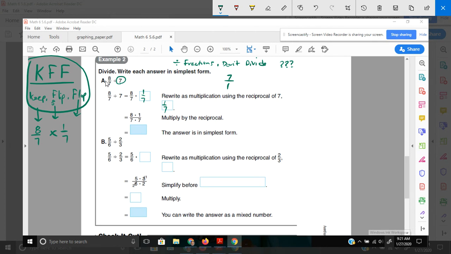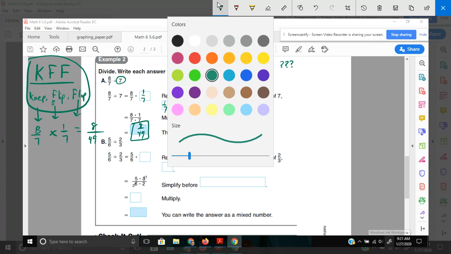Now we just multiply. Remember, you multiply your top numbers together. So 8 times 1 would be 8 over, multiply your bottom numbers, 49. 7 times 7 is 49, so 8/49. And do 8 and 49 have any numbers or any factors in common? No, they don't. So 8/49 would be in simplest form, and my final answer. KFF. That's how you divide fractions.